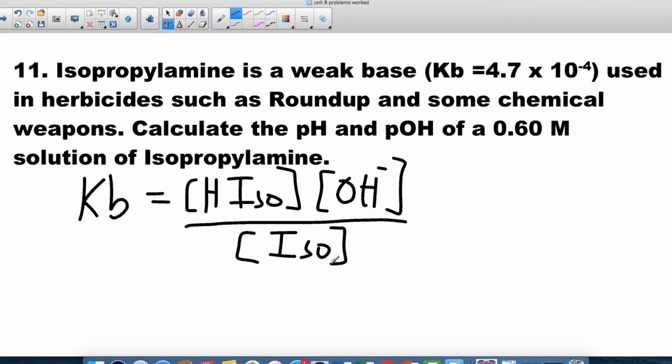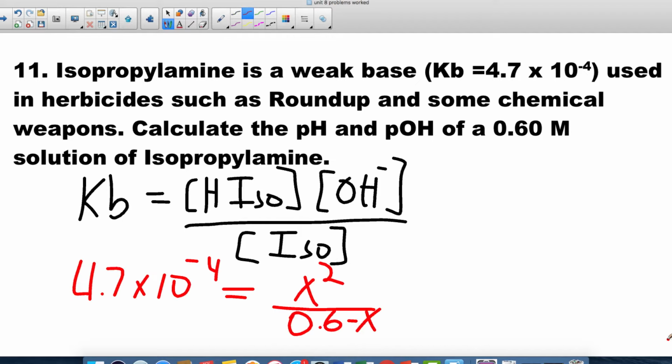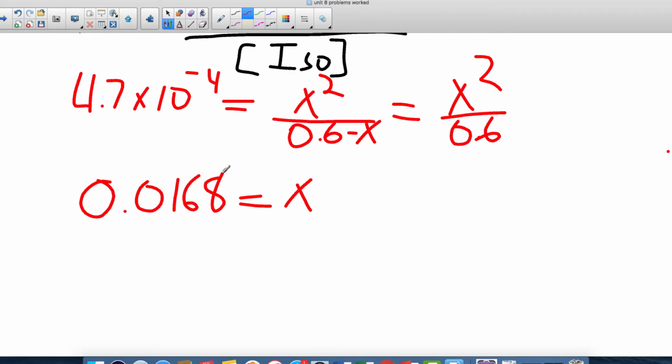Once you have the Kb expression, you could build yourself a rice table, but as you gain experience in doing these, you ought to be able to skip the rice table step and just understand that the Kb expression can be written thusly. Because 0.6 minus x is pretty much the same thing as 0.6, we can rewrite it by neglecting the x to be x squared over 0.6. When you solve for x, you get 0.0168.